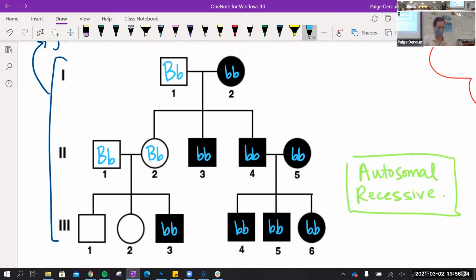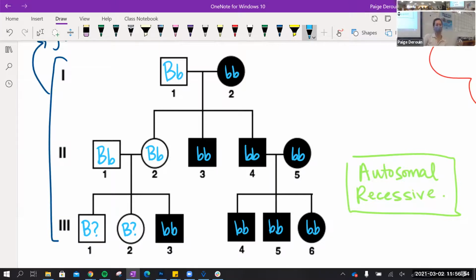Now, the last 2 people on here, can we know for sure what they are? No, because they could be homozygous dominant, but they could also be heterozygous. So all you have to write on them is question mark, big B question mark. You know the big B is there, but you don't know what's after. And you won't know until they have children one day, and then you might know, or you might still not know.